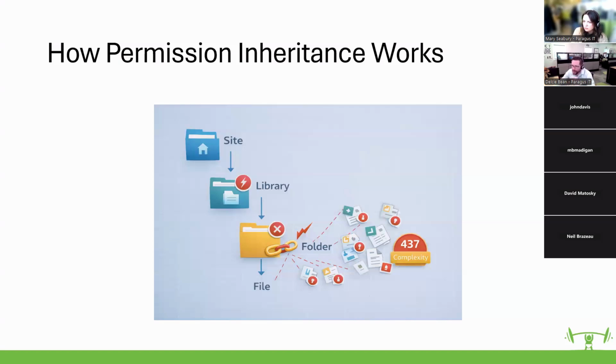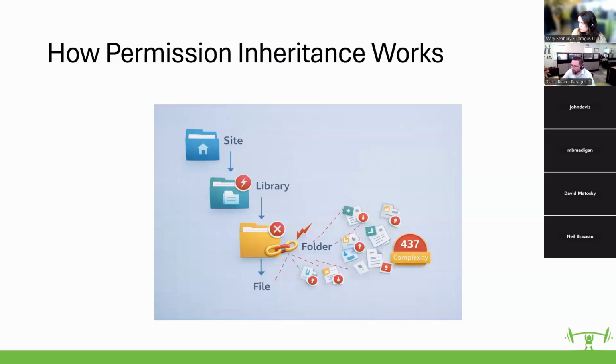But every time inheritance is broken, you create a unique permission set. Unique permission sets multiply complexity. They create exceptions that are harder to track, harder to audit, and harder to clean up later. Over time, these small exceptions compound into an environment that no one understands.